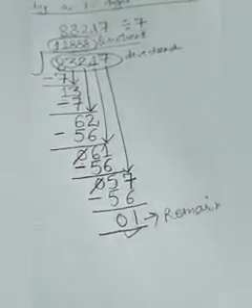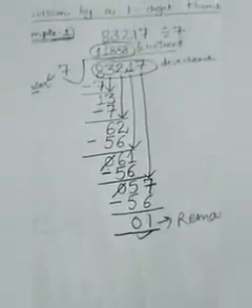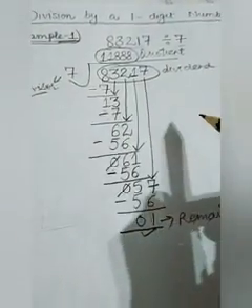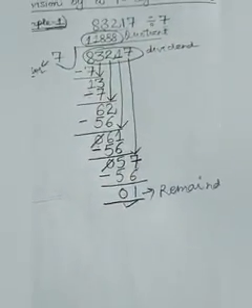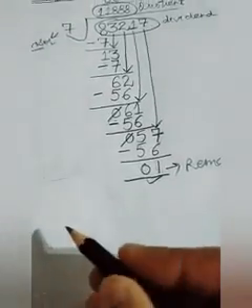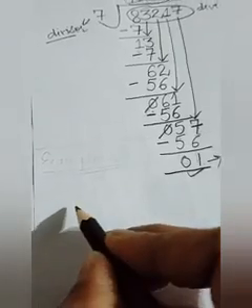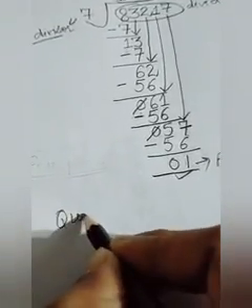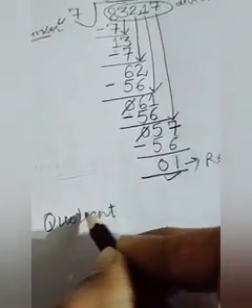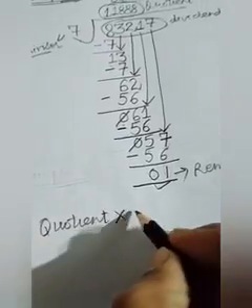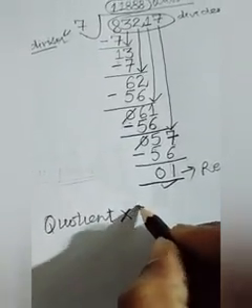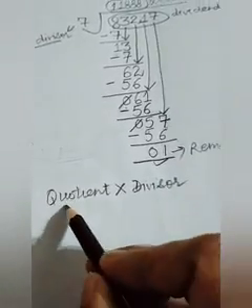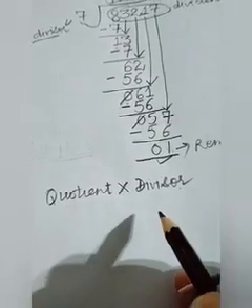Yes friends, now I will tell you that we can check our sum, whether our sum is right or wrong. See how it can be checked. For this we have one way, that is quotient multiplied by divisor. Firstly we will do quotient multiplied by divisor.